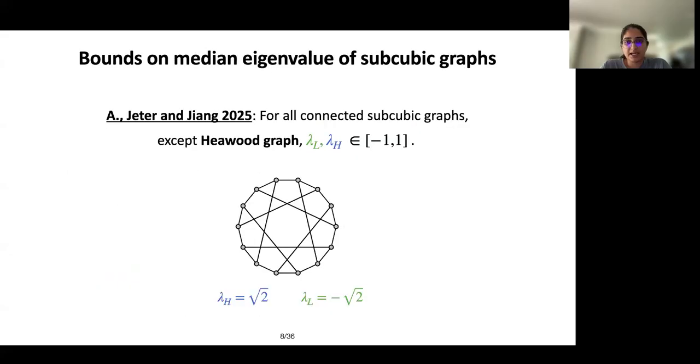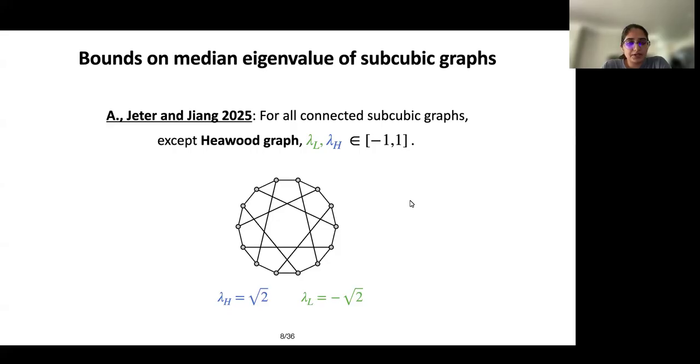So what our result states is that for all connected subcubic graphs, except the Heawood graph, the median eigenvalues always lie in the range -1 to 1. So basically, because the Heawood graph is a bipartite graph, we can say that for all non-bipartite graphs, your lambda L and lambda H will always lie in the range -1 to 1.